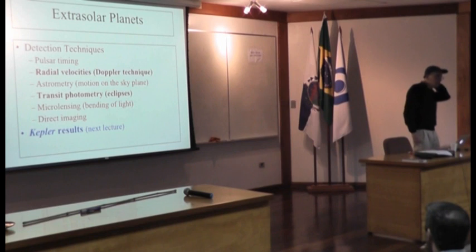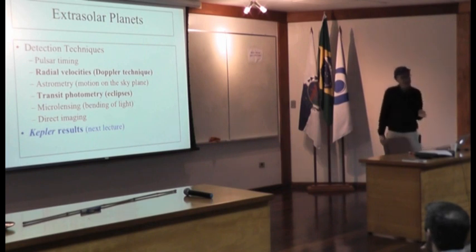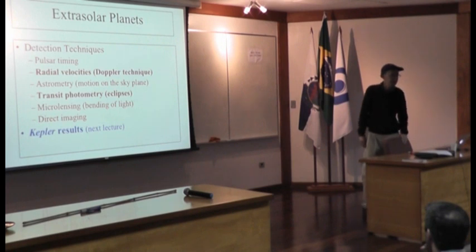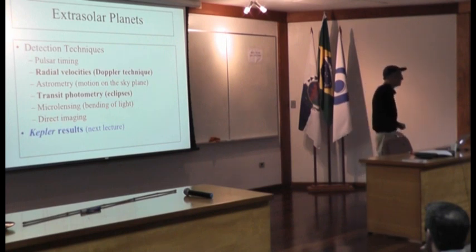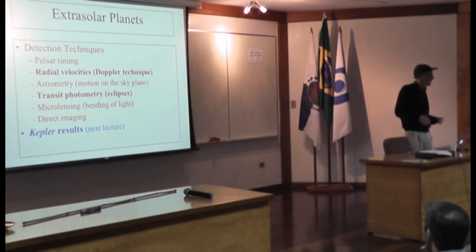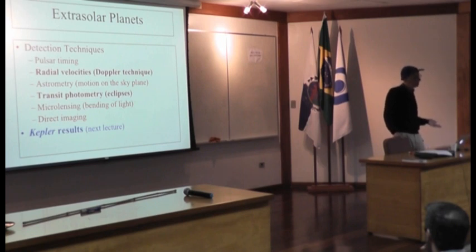Another technique, which has found a couple dozen planets, is microlensing. This relies on the gravitational bending of light. Then some planets have also been found by the way that you might first think of, which is direct imaging. Actually taking pictures of them. But that's only for very bright planets very far from their stars.